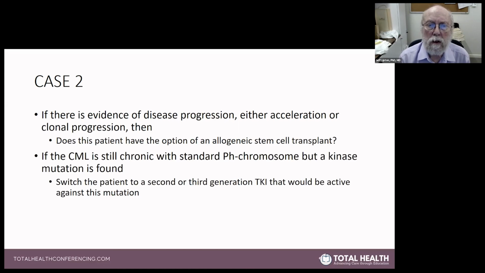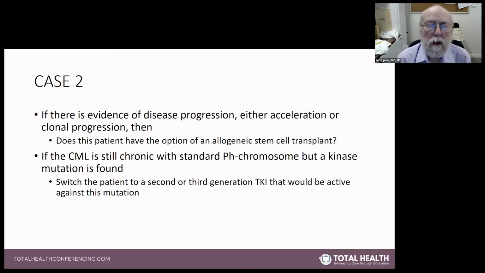If there's evidence of disease progression by acceleration, either morphologically or by cytogenetics, this is an issue where allogeneic transplant becomes really important. There's some literature that says if someone's in an accelerated phase at diagnosis, they may do very well with the TKI. But if they've progressed while on treatment, that is not a good prognostic feature. And these are individuals, particularly young individuals, who should be considered for an allograft if it's an option.